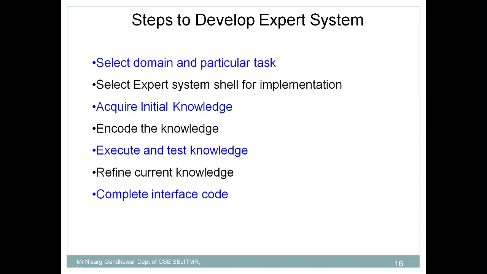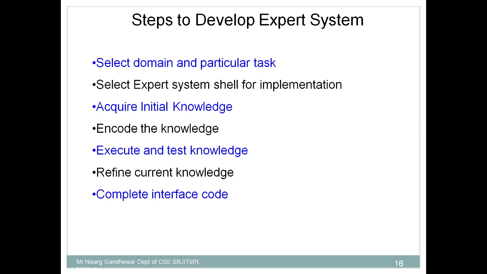Now next thing is, in case of medical domain, I need to decide the task. So the task can be, I want to develop an expert system which can predict whether a person is suffering from cancer or not. So domain is medical and task is what? Cancer detection or cancer prediction. This is the task. So while developing an expert system, first of all you need to identify the domain for which you need to develop an expert system. So here I can say my domain is medical and my task is cancer prediction.